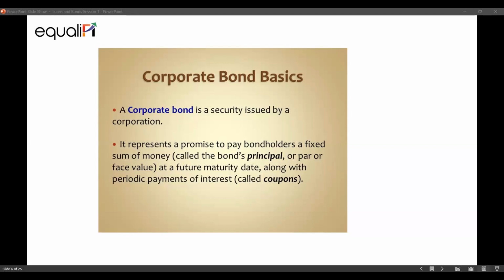Now, as a principle, what we do is discount it. That is a secondary concept, right? So it represents a promise to pay bondholders a fixed sum of money.